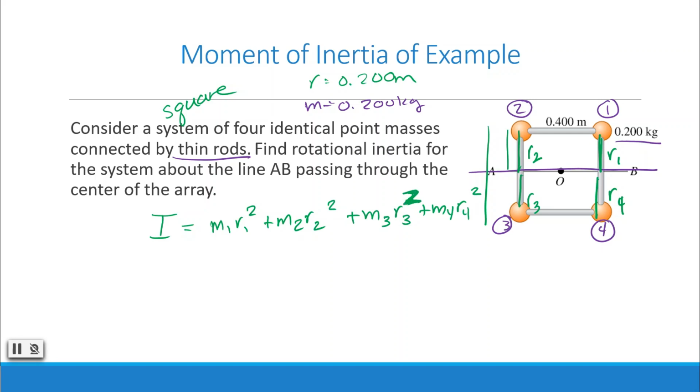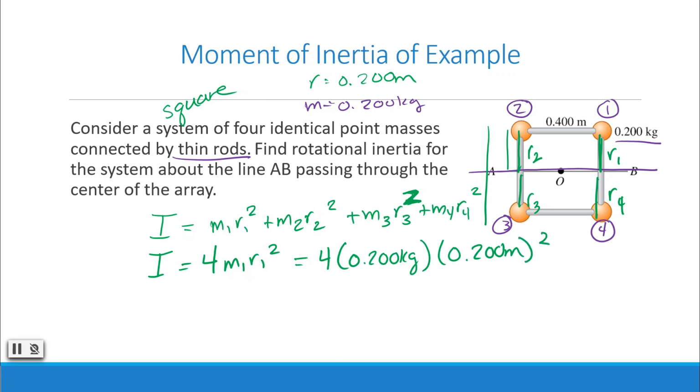Right there. So they're all identical though. They're all the exact same distance away with the exact same mass. So I can just say that I is going to be 4 times m1 r1 squared because they're all identical. Now if they had different masses and different distances, you wouldn't be able to simplify it. But you're going to get 4 times 0.200 kilograms times 0.200 meters squared.